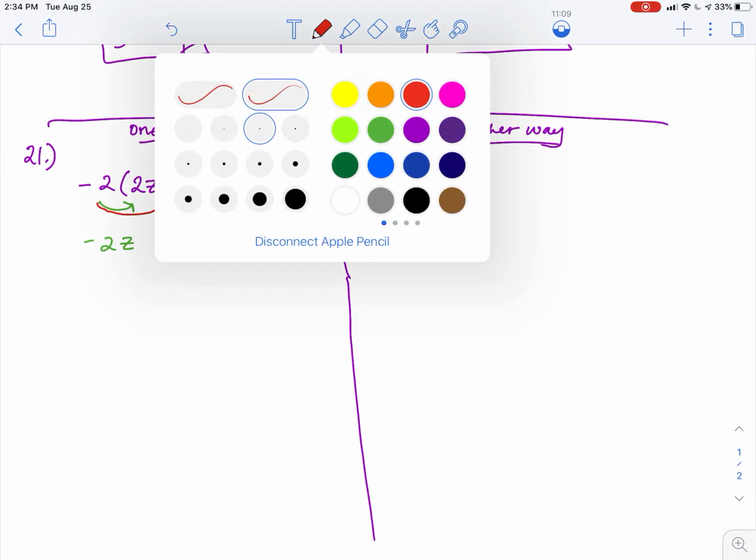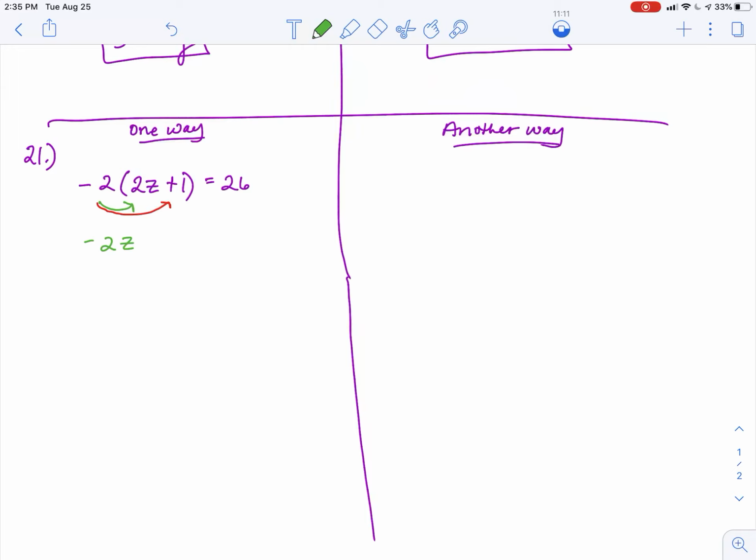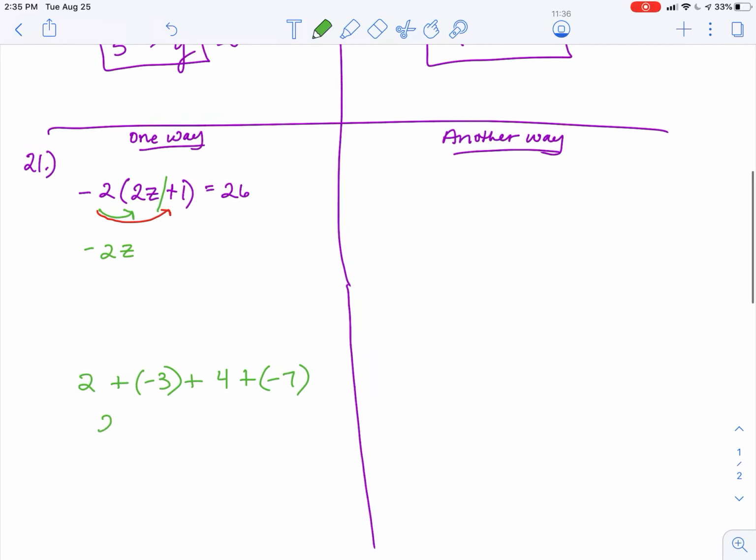Now, I want to just point something out while I'm right here, because I think some of you are struggling with this a little bit. We're no longer using algebraic addition now. What do I mean by that? That means you're no longer seeing like 2 plus a -3 plus 4 plus a -7. What you're seeing now is 2 minus 3 plus 4 minus 7.